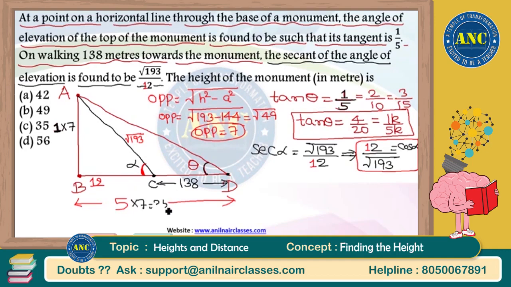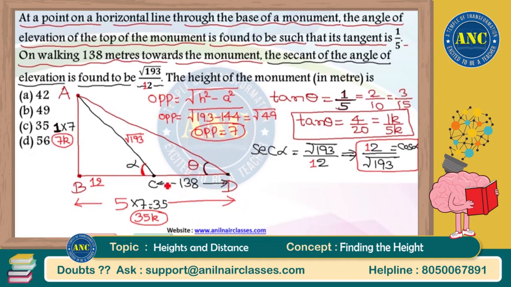That means this entire BD value is 35. But as I already said, these are all in terms of ratios. That means this entire thing 7 is not actually 7, it is 7k. This also is not actually 35, it is 35k. That means it can be any other value. It need not be 1 and 5 only. It can be 2 and 10 also in the ratio format. I hope you are understanding.